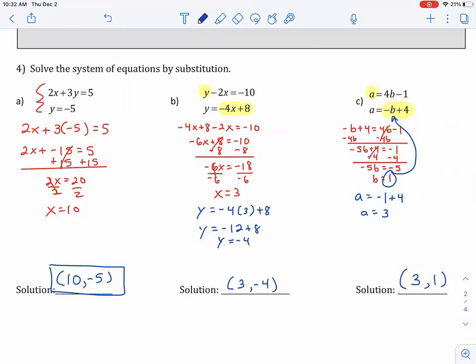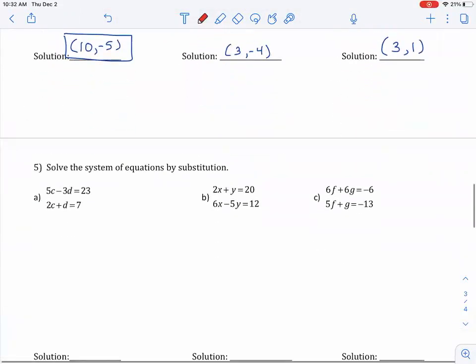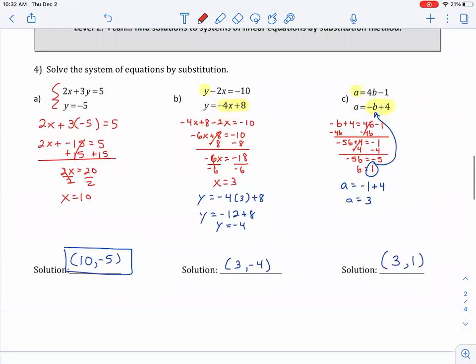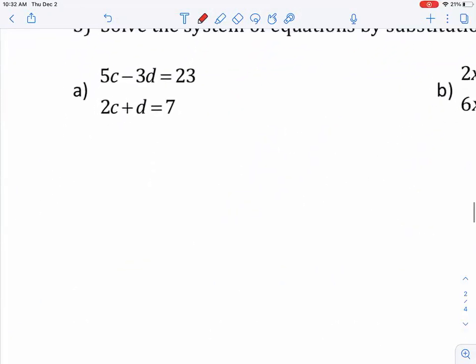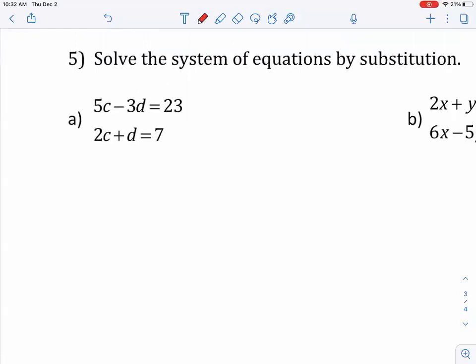All right, I'm going to do one more on my own. This is a little bit harder of a problem. The reason that 5A is a little bit more difficult is because I can't do a substitution right away. Like here, I was able to substitute that in for y right away because it was already solved for y. But in this problem, I can't do that. But I can take this bottom equation and move that 2c over and rewrite that as d equals -2c plus 7.